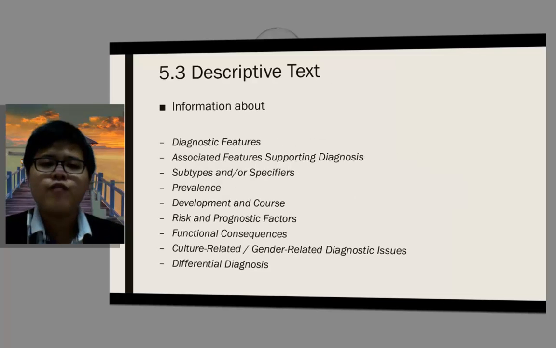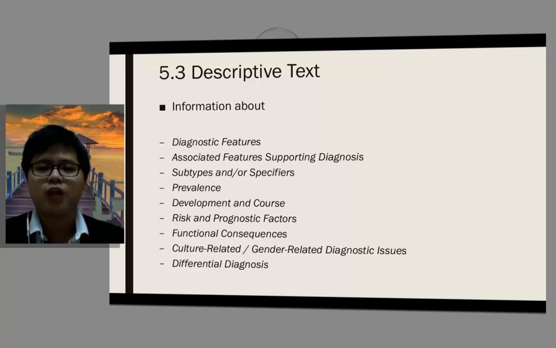For the DSM-5, its descriptive text includes information about diagnostic features, associated features supporting diagnosis, subtypes and/or specifiers, prevalence rate, development and course, risk and prognostic factors, functional consequences, culture-related or gender-related diagnostic issues, and also the differential diagnosis.